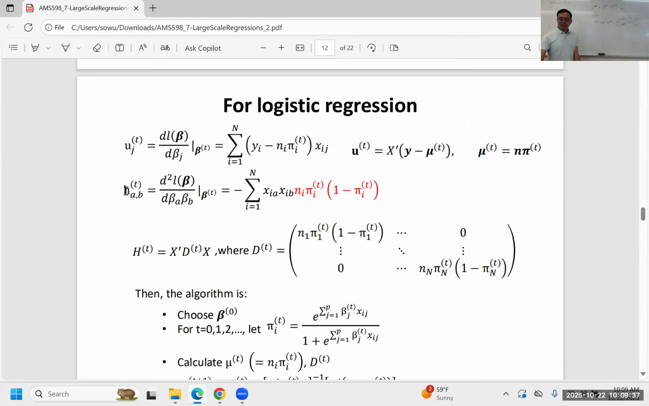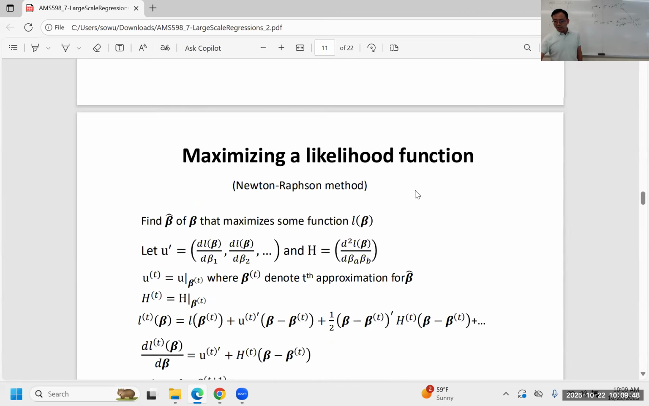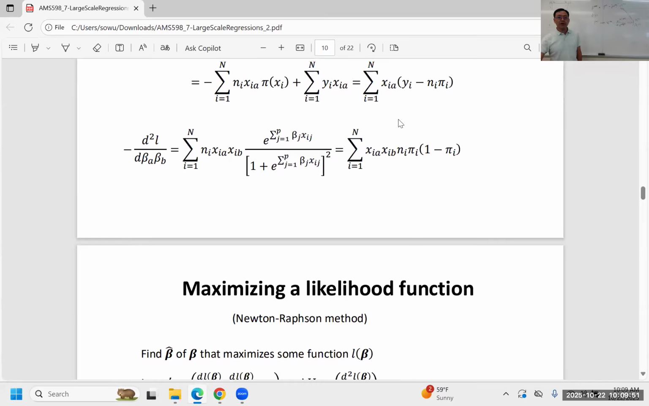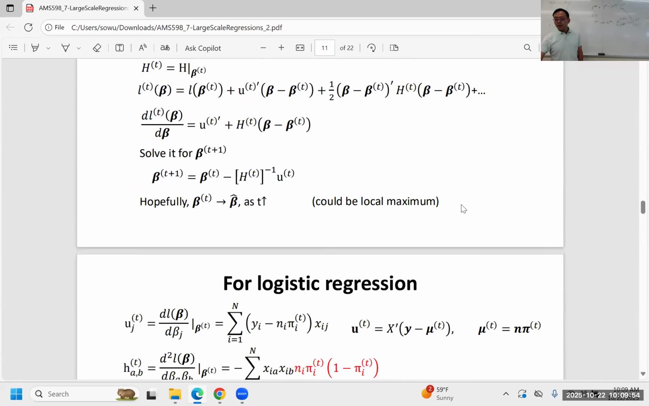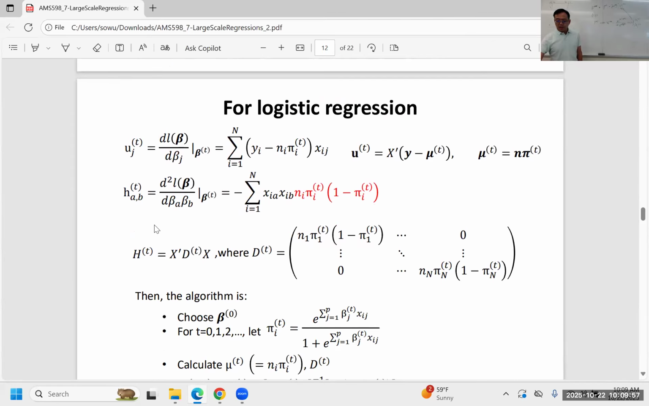For the Hessian part, the second order derivative part, we have the negative summation over i from 1 to n of x_ia x_ib times this component. This comes directly from two slides before, where we derived that. If you want to write it in matrix form, it is exactly a quadratic form, which can be written as X transpose D^t X, where D^t is equal to n_i pi_i^t times (1 minus pi_i^t).